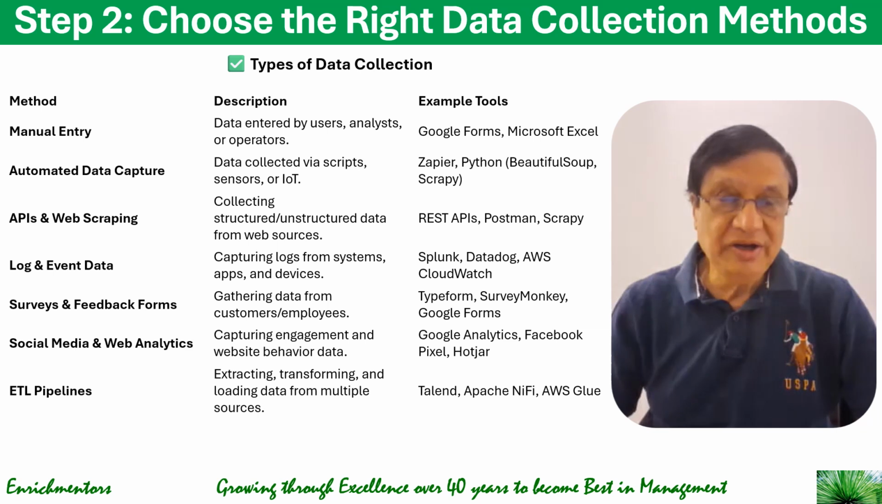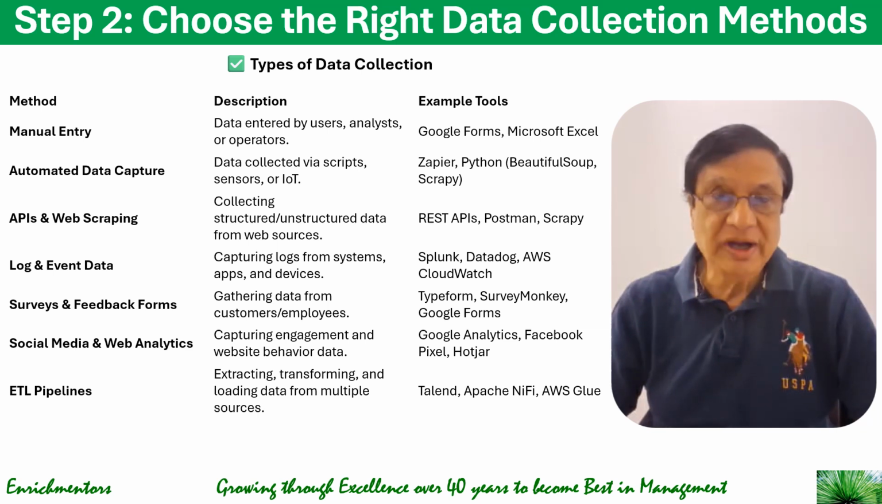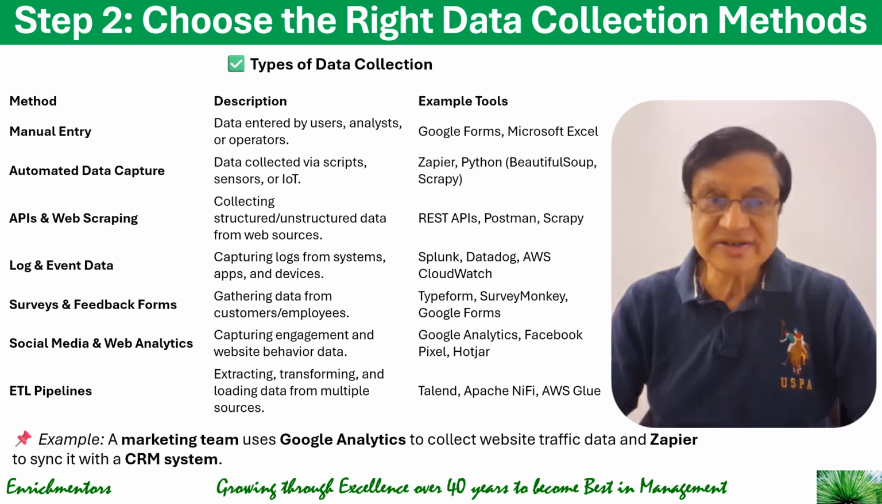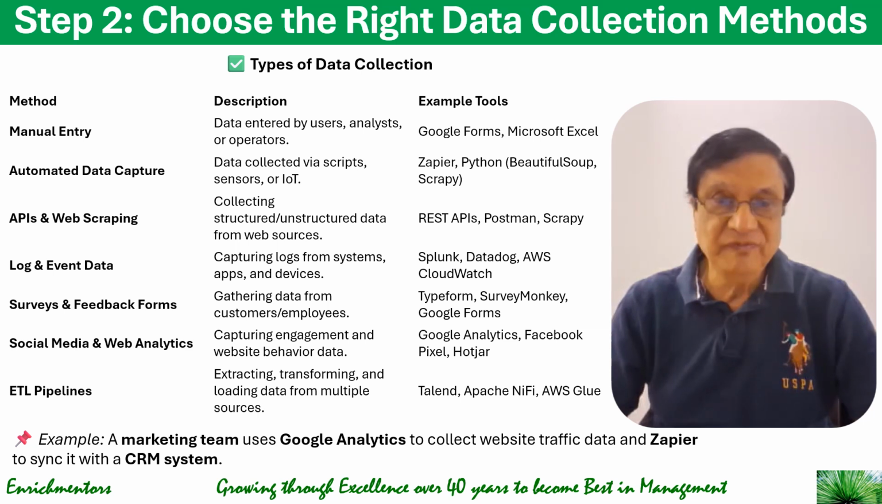So there is manual entry, obviously, where you have the data entered by users, analysts, and operators. Examples of that are Google Forms and Microsoft Excel. Then there is automated data capture, where your data is collected through sensors, IoT, and scripts. The tools in this case are Zapier, Python, Beautiful Soup, and Scrapy. Then you can collect data through web scraping and APIs, where you collect structured and unstructured data from web sources. There the tools are like REST API, Postman, and Scrapy.